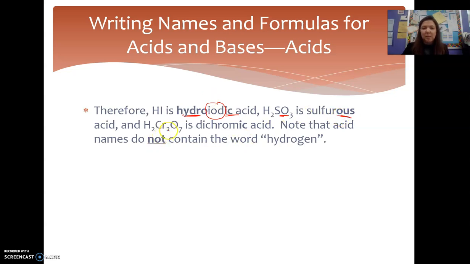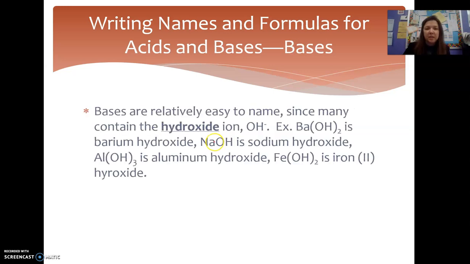And our last example, if your polyatomic ends in ATE, I'm sorry, it ends in chromate, dichromate. Okay, we change the ending to IC, so dichromic acid. Okay, so the acid names do not contain the word hydrogen. Okay. So bases are easy, okay? Since many bases, or most bases that we're going to talk about, contain hydroxide ion. Hydroxide is OH.